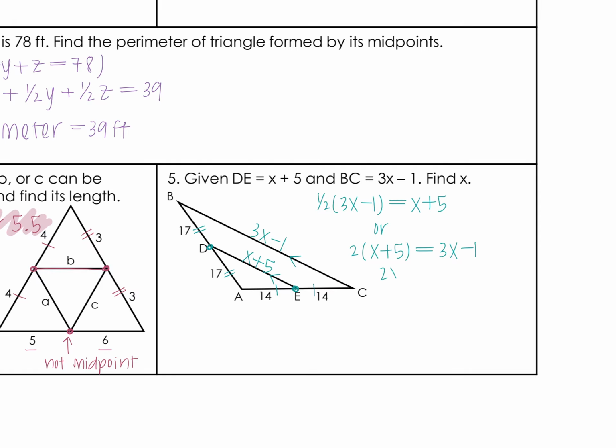So I'm going to get 2x plus 10 equals 3x minus 1. I'm going to subtract my 2x to get x minus 1, and then I'll add that 1 over to get x is going to be equal to 11. And there you have it.